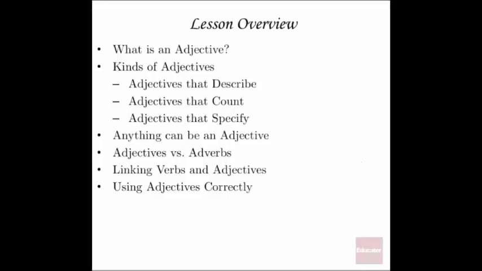We're going to start with what is an adjective, find out exactly what they do, how they work. We'll talk about different kinds of adjectives. There are adjectives that describe, adjectives that count, and adjectives that specify. We're going to talk about how pretty much anything in the English language can function as an adjective and how to spot them. We'll talk about how to tell adjectives apart from adverbs. We'll talk about how to use adjectives with linking verbs. And finally, we'll look over a couple of tricks to make sure that we're using adjectives correctly and grammatically.